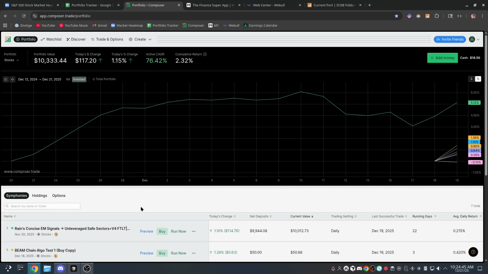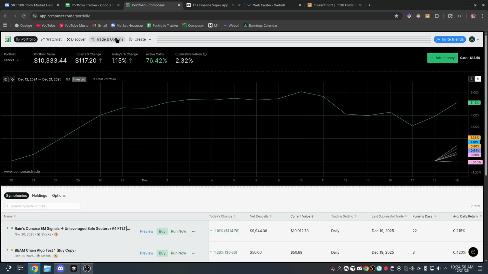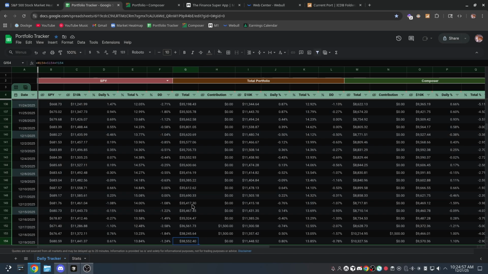We did another investment on both this and M1 Finance, and I think we're at almost 30, let's see. I'm at 38,552. So probably our next investment, which will be in January, will make us cross over to what you might call 40K, which is really exciting. We're getting close to 50K. We'll be there probably in what?